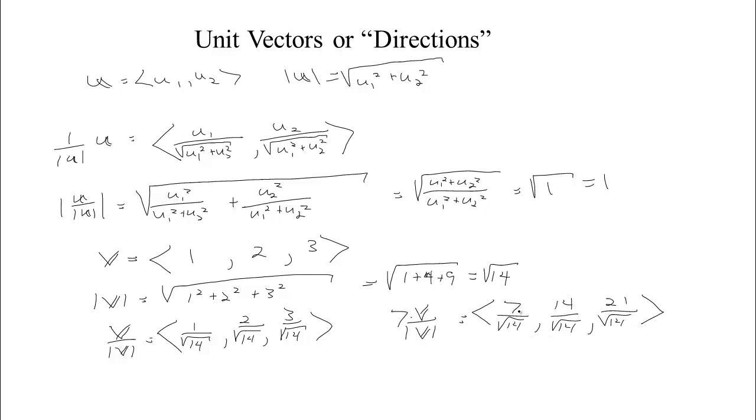Well, that could be simplified. In particular, we could rationalize the denominators. But now we have a vector that points in the same direction as v, but has a particular length, of length 7.